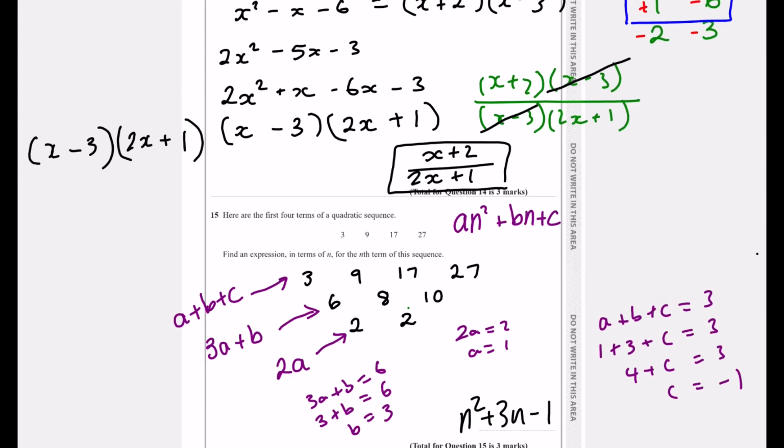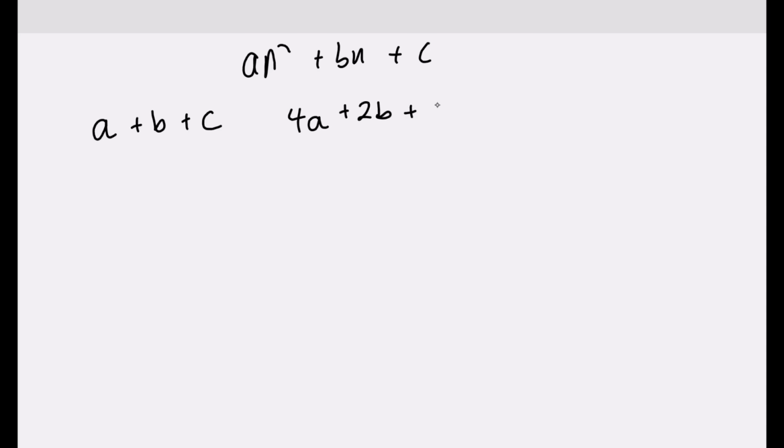Gonna throw another tangent in. So this comes from an squared plus bn plus c. And when n is 1, we get the first term. So that's n is 1, so it's a times 1 squared, which is a, plus b times 1, which is b, plus c. So that's where a plus b plus c comes from. When n is 2, a times 2 squared is 4a, b times 2 is 2b, and we get c.